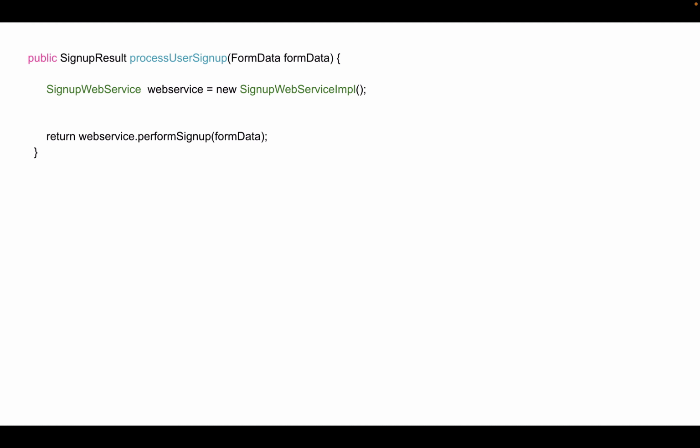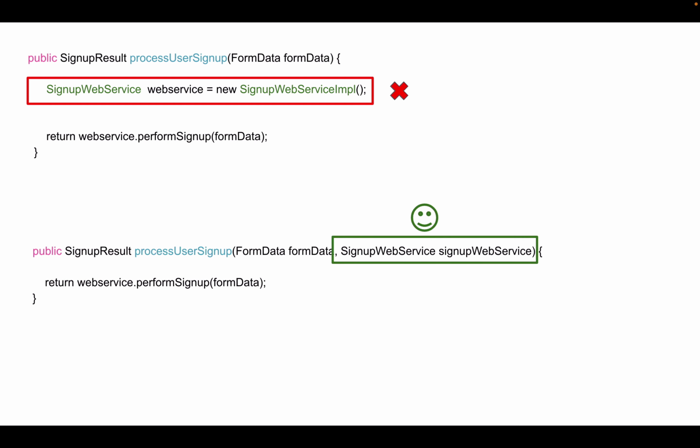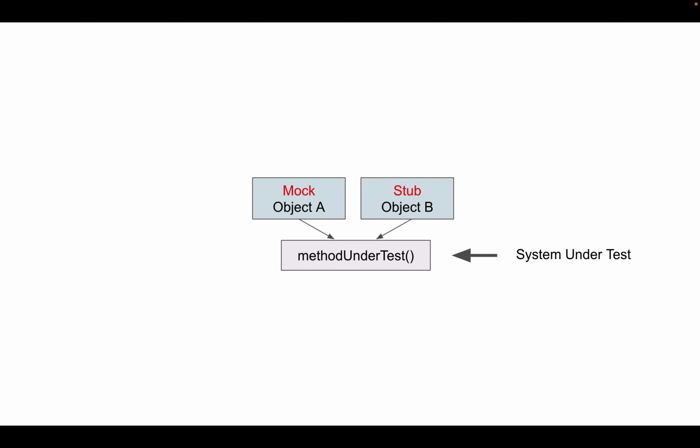I have a method that is called processUserSignup. Inside of this method, I create a new instance of SignUpWebService class. So instead of our method creating a new instance of SignUpWebService, we will make this method accept this object as a method argument, or we can use other dependency injection strategies and inject this dependency using constructor-based dependency injection or field dependency injection. So when we need to write a unit test that tests the behavior of a method, we need to isolate this method from other dependencies. These dependencies are injected into our methods as stubs or mock objects with predefined behavior.